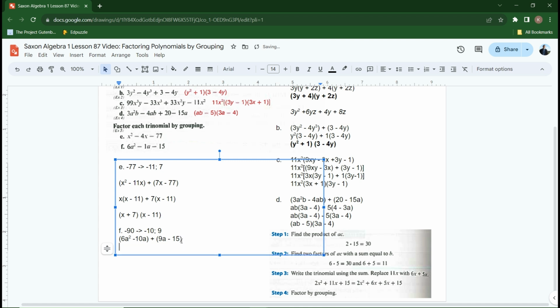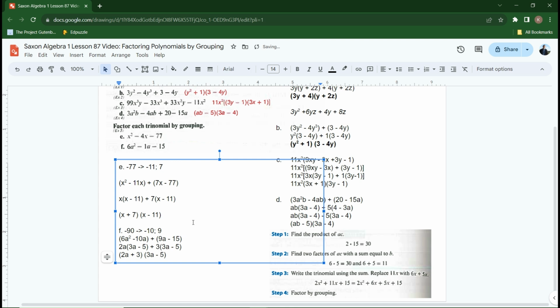So far, so good. Now I'm going to factor out what I can here. Let's see. Out of this, I could factor a 2a. So it's going to be 2a times 3a minus 5 plus, in this case, I could factor out a 3, and it becomes 3a minus 5. Okay? So what am I left with when I recombine this? It's going to be 2a plus 3 and then 3a minus 5.